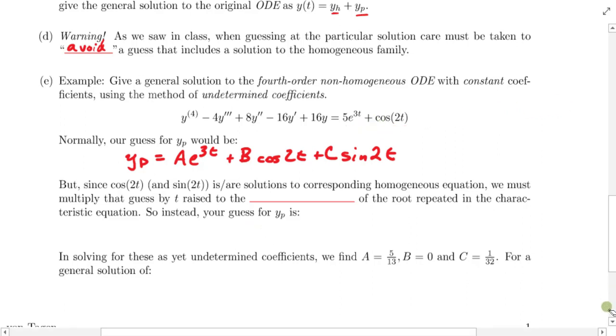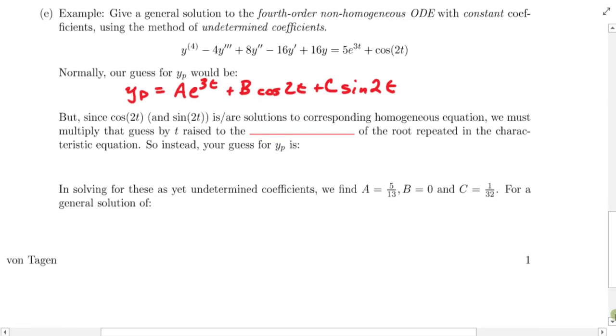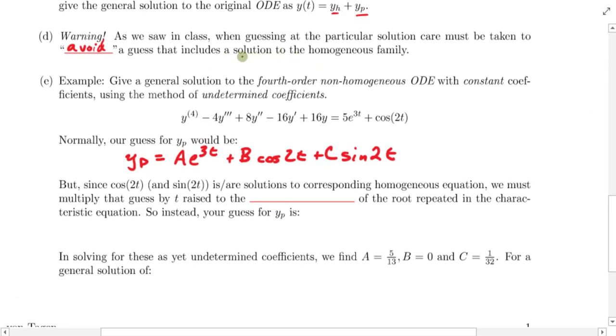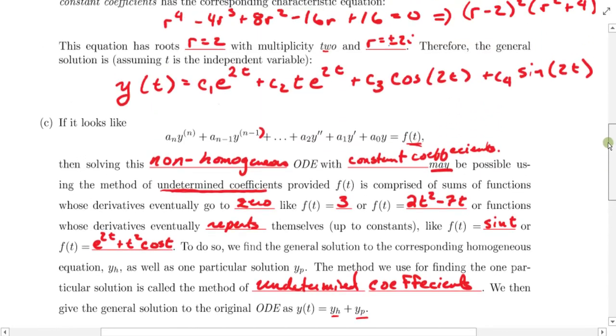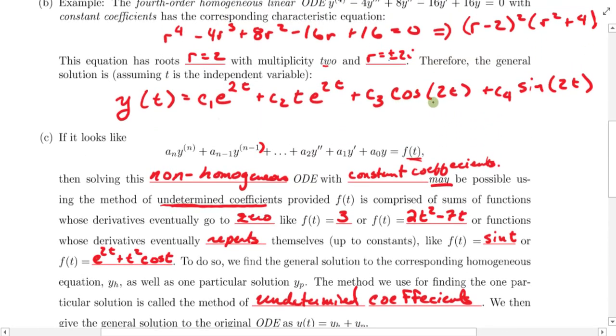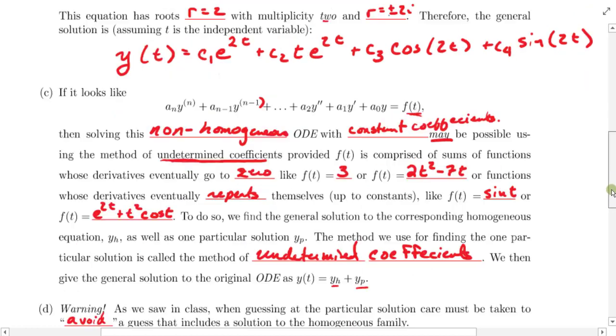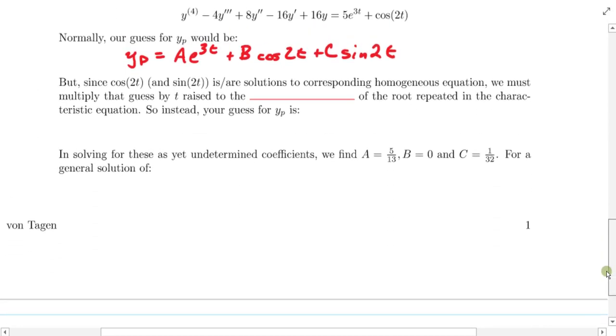Okay, so normally that would be our guess for what the particular solution would be. But remember that warning that says you have to consider the solutions of the homogeneous family of equations. And notice that this left-hand side here is precisely what we solved earlier. When we gave its general solution, notice we've already got a cosine 2t, and in fact also a sine of 2t in the homogeneous family of solutions. And so that would not get us a solution that's something new.